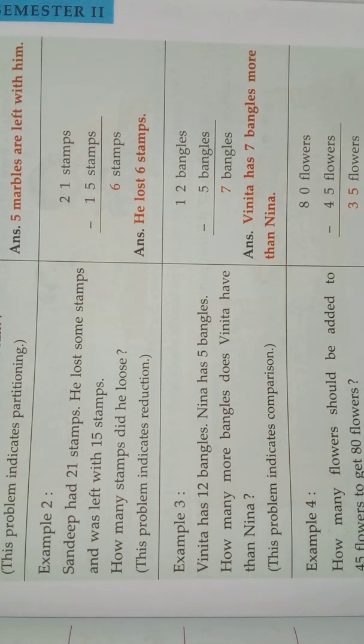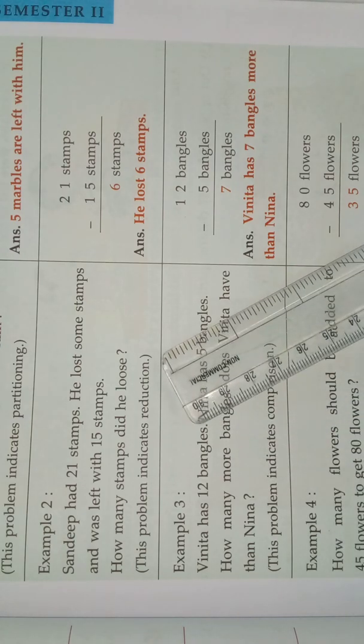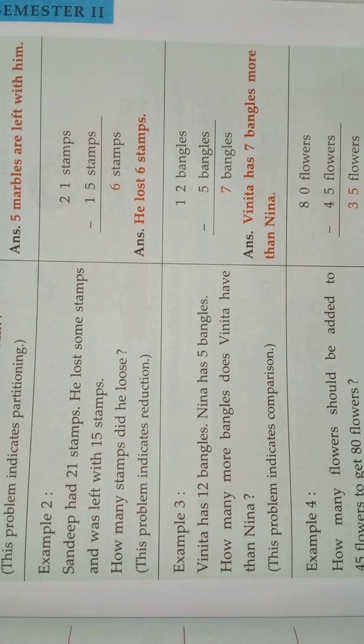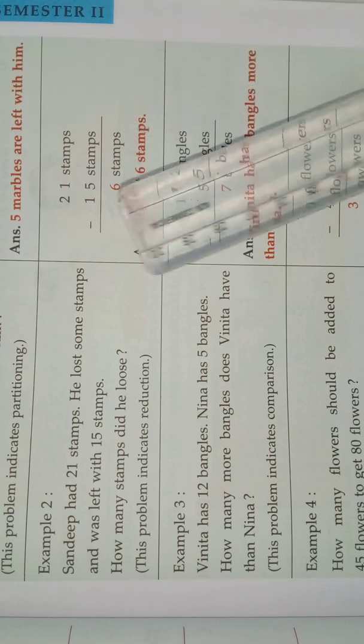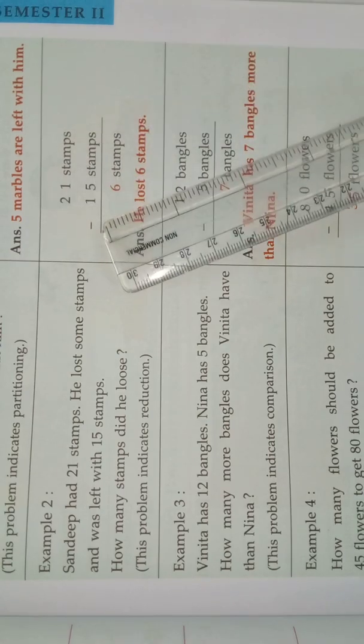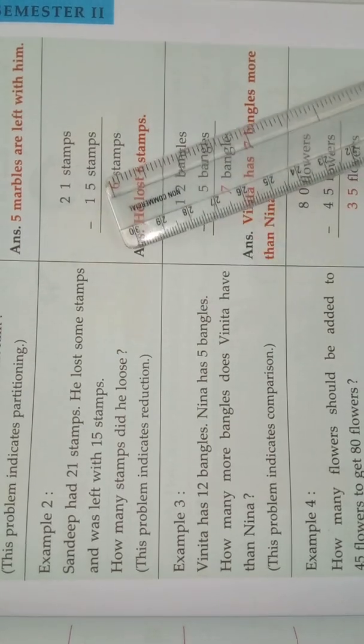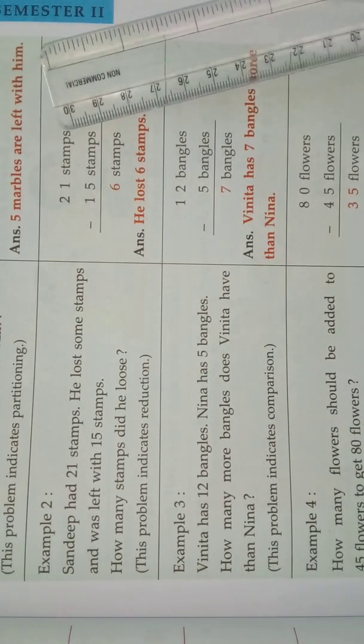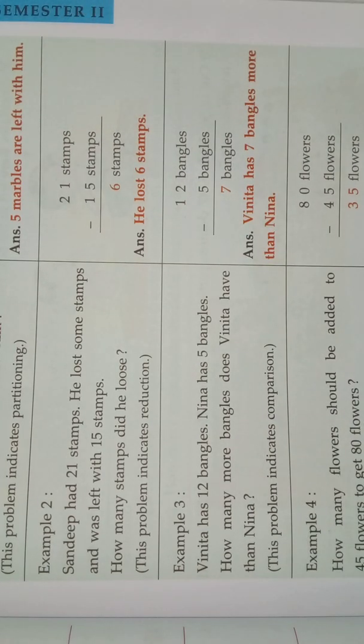He lost some stamps and was left with only 15 stamps. So, how many stamps did he lose? That means how many stamps are there now with Sandeep? What we should do? 21 stamps minus the stamps he is having now, 15 stamps. So 21 minus 15 is 6 stamps. So, he lost 6 stamps.